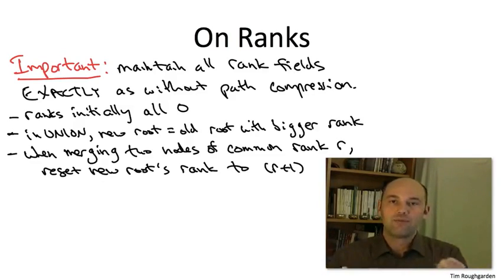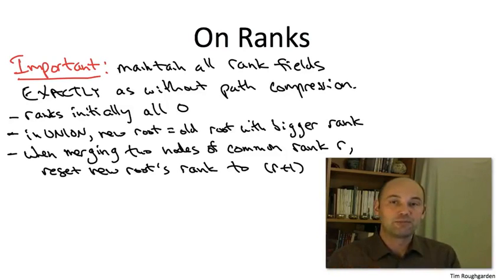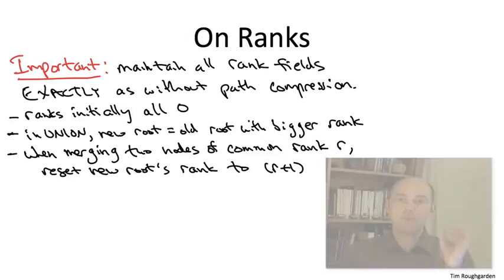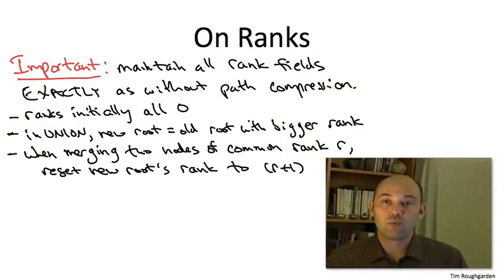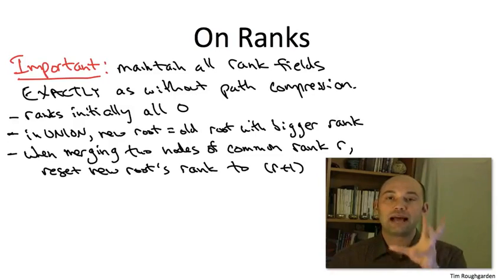You look at their ranks. If one of them has strictly bigger rank, that becomes the root of your new merged tree. The root with the smaller rank is installed as a child underneath. If you union two roots that have exactly the same rank, you pick arbitrarily which of them is the new root, and you bump up its rank by 1. That is how we manipulated ranks before. That is exactly how we're going to manipulate them now. So in particular, when we apply path compression, when we rewire parent pointers following a find, we do not touch anybody's ranks. We leave them all exactly the same.